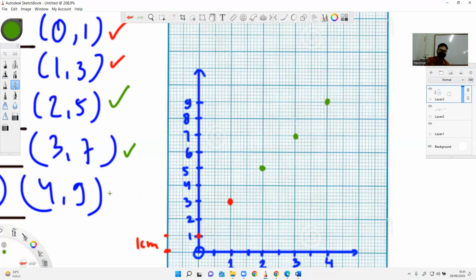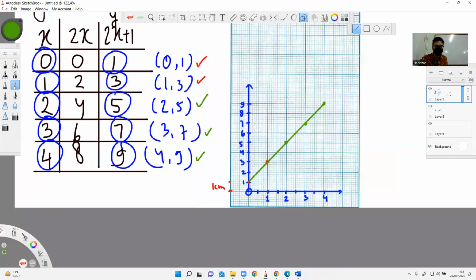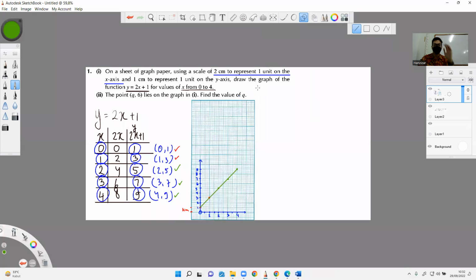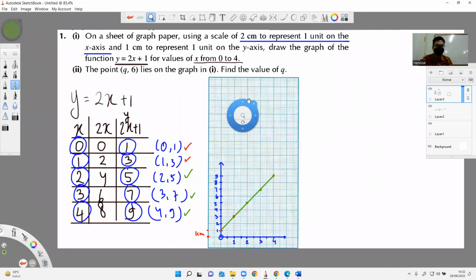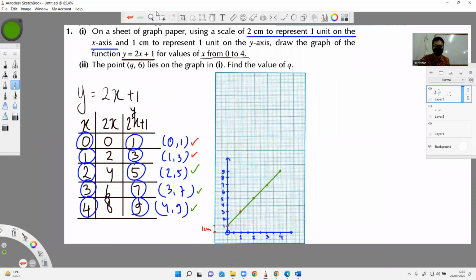So, what is the pattern, guys? It's forming a line. Get it? Because it is a linear graph. Linear function, line function. Understand, guys? Okay, so you need to draw the proper line. Okay, now let's do part 2.